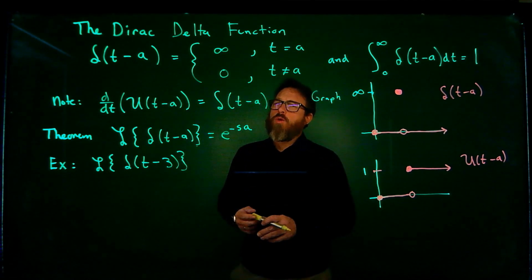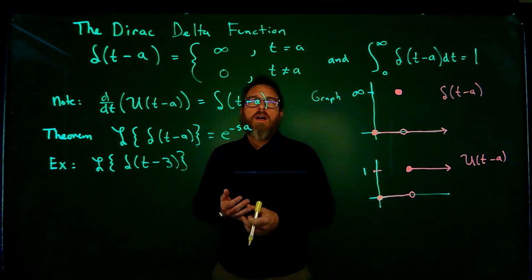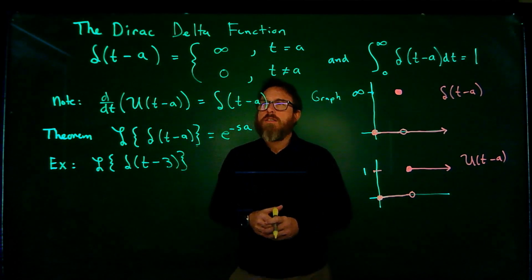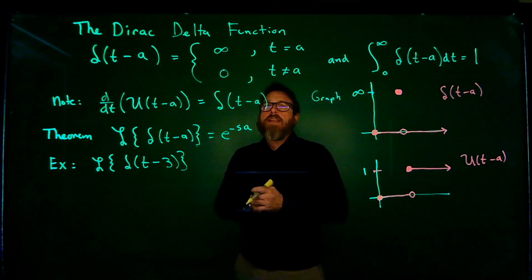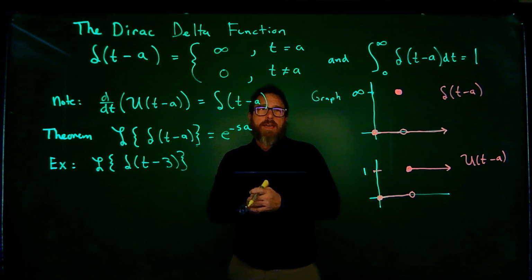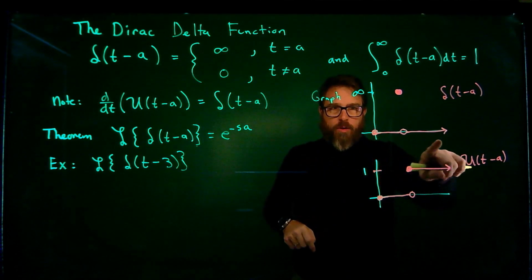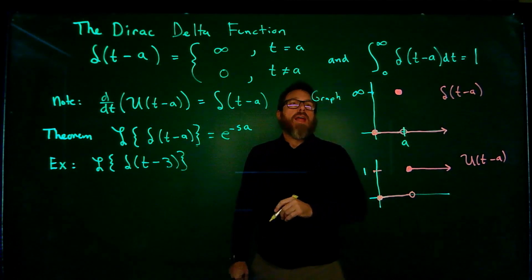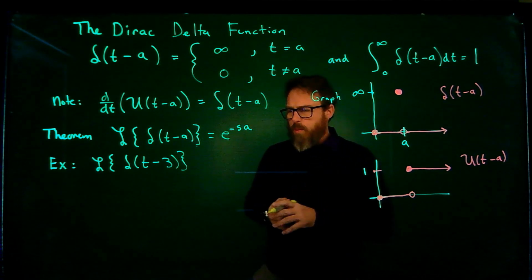So, a differential equation topic that happens near the end of your first course in differential equations, and it really has two properties. We say that the Dirac delta function is infinity when t is equal to a, and it's 0 when t is not equal to a. And what I've done is graph it over here, so we can see that it's 0 everywhere except this a value.